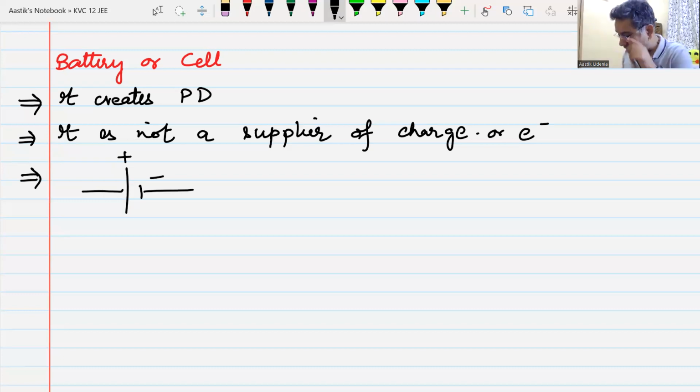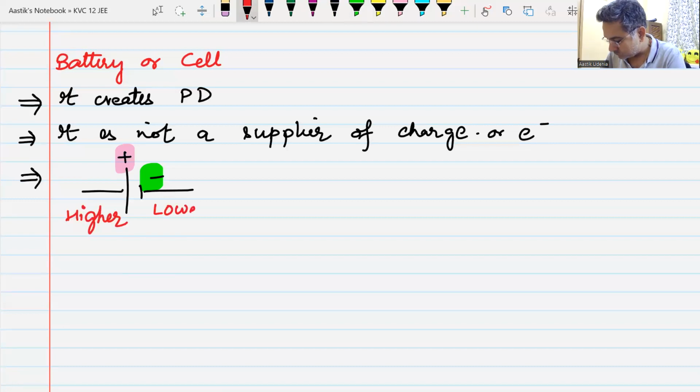What do you mean by positive terminal, and what do you mean by negative terminal? This positive terminal is at a higher potential, and this negative terminal is at a lower potential. So, between two points, this battery will create potential difference. The point which is connected to the positive terminal will be at a higher potential. The point which is connected to the negative terminal will be at a lower potential.